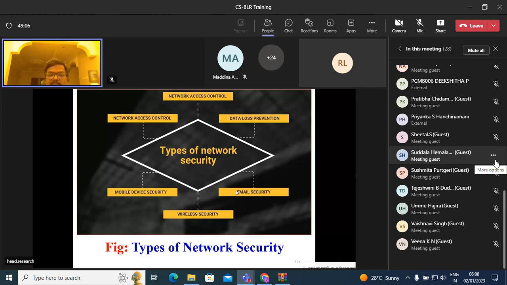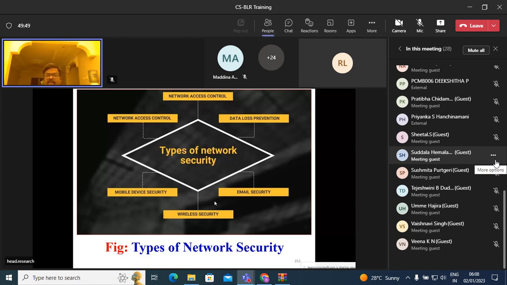Then email security. Whenever you are connecting to the internet, automatically you are in a danger zone. That's why you should consider what type of email security software you are using. Wireless security. Whenever you are connected to wireless fidelity, Wi-Fi, free Wi-Fi, they are stealing your sensitive data. They are giving free Wi-Fi. That means once you enter social websites like Facebook, WhatsApp, Gmail, they are storing your details on their server. That is called wireless security.